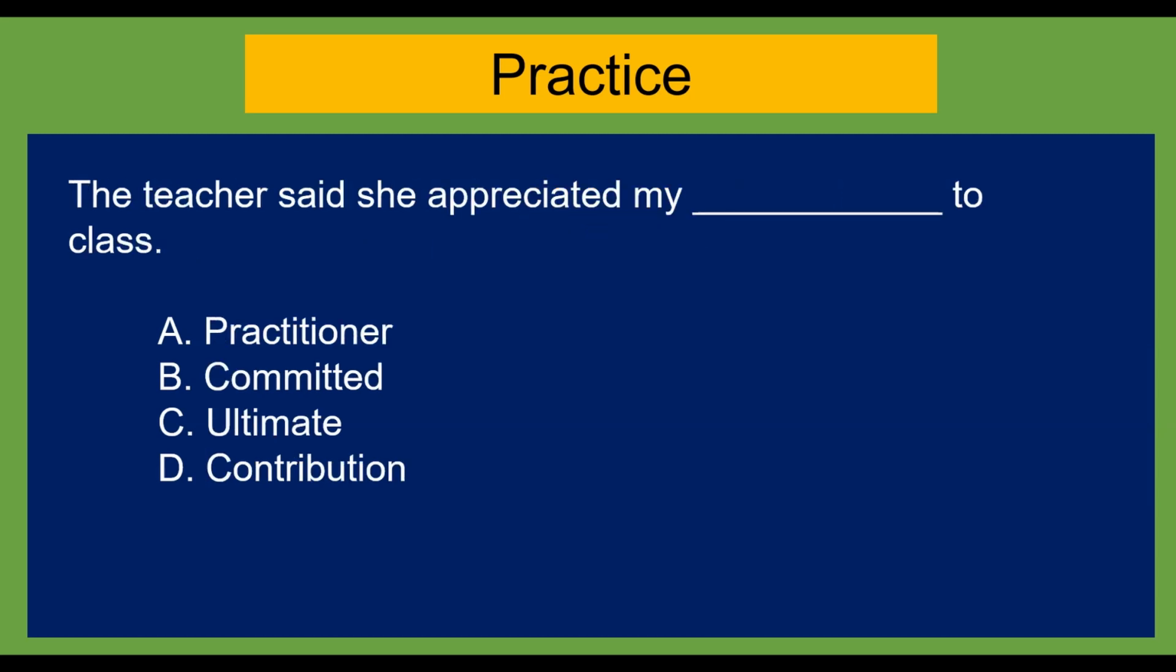The teacher said she appreciated my contribution to class. Practitioner, committed, ultimate, contribution. Here we need a noun again. We have two noun choices, practitioner and contribution. A practitioner is a word for a person. That would not make sense in this sentence, right? So the correct answer is D, contribution.